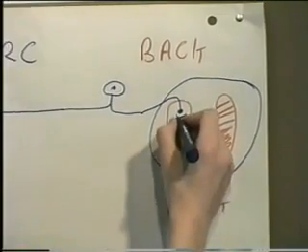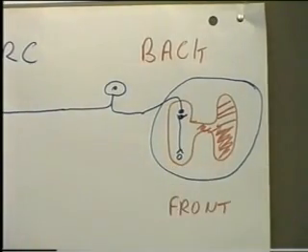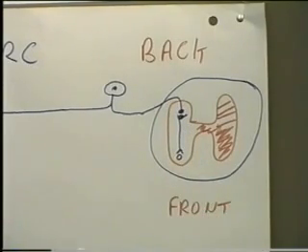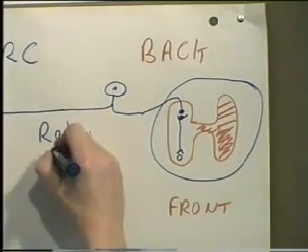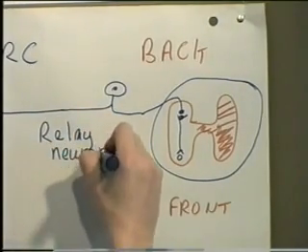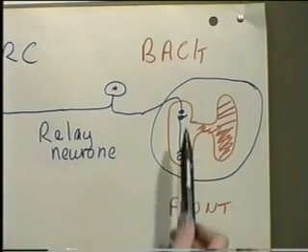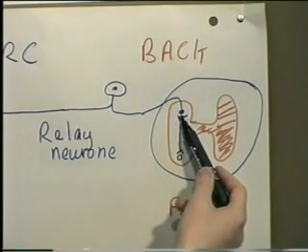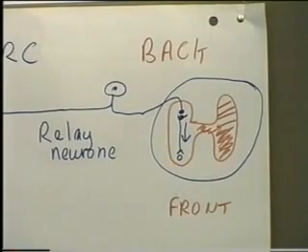And again, this will synapse. And this neuron that's carrying it through the spinal cord is referred to as a relay neuron, because it's carrying it through the spinal cord. So here we have the end part of the sensory neuron synapsing with the relay neuron. The relay neuron carrying the information across the spinal cord.